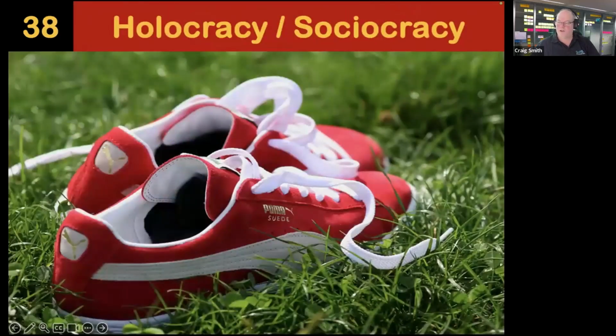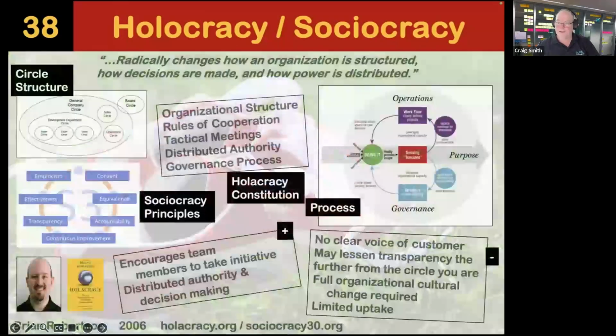Then we have holacracy and sociocracy. We're at 38. We're almost there, folks. Hang in there. So holacracy is 2006, Brian Robinson. Sociocracy has been around for generations now. But essentially, this is the flattening of the structure. And holacracy, if you go read it, it has a whole constitution. It's what we call an internal democracy.